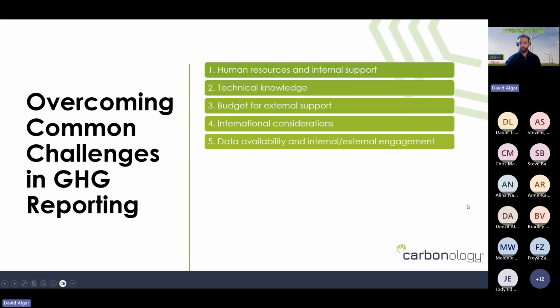Find the right points of contact, again, internally and externally. Find the people that have the data, ask them nicely, and give them a nice, easy, standardized way to present the data to you, because they're busy people. They need to have an easier way to give it to you.